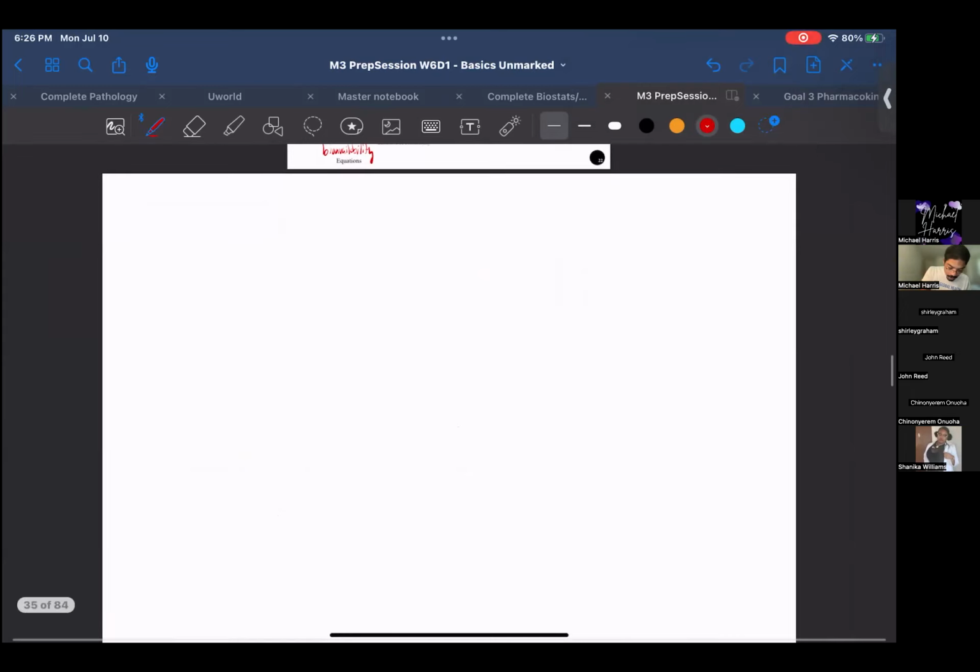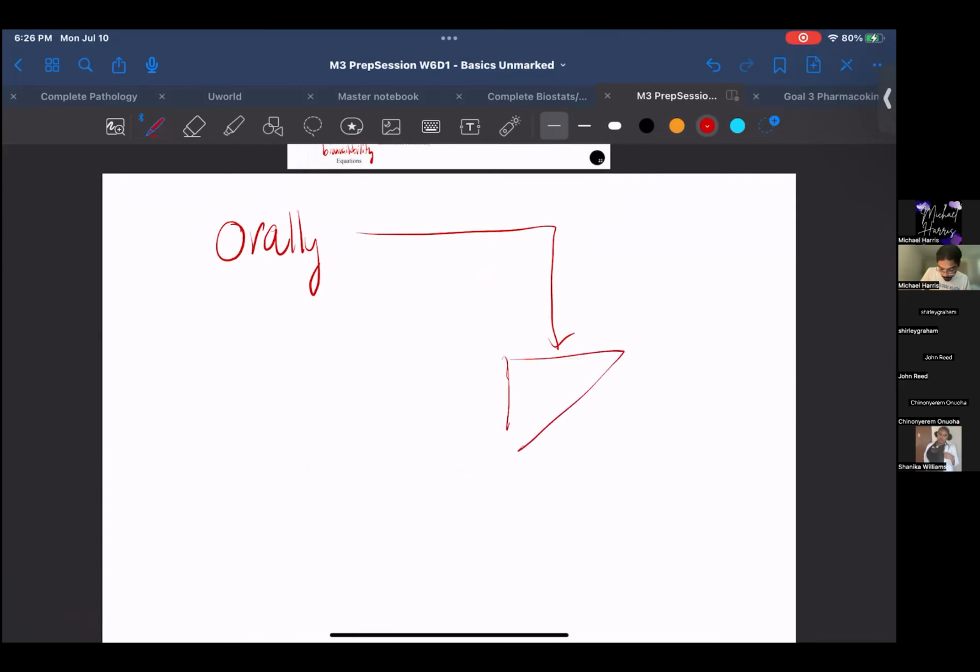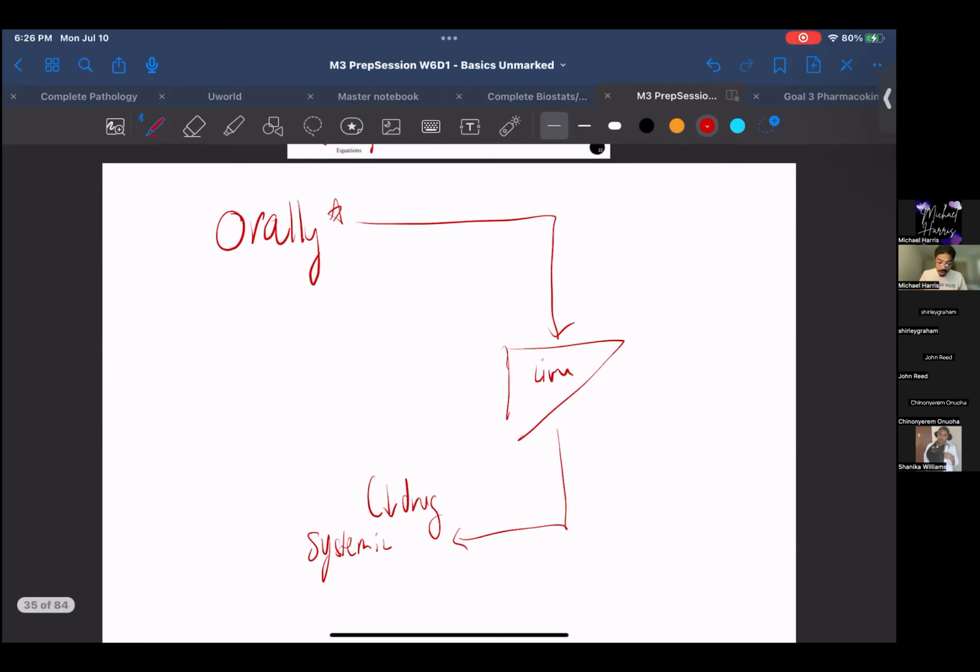So you take a drug orally, it goes through the liver and ends up in the systemic circulation, right? However, in the systemic circulation, it's less of a drug than what you originally took. So as a result, you need to take higher drug.